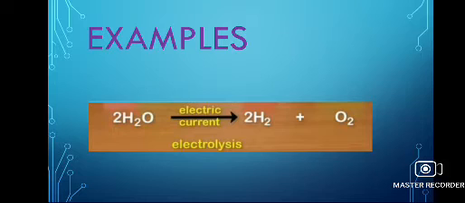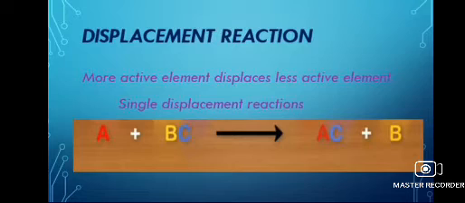We have water and when we pass electric current, it breaks into hydrogen and oxygen. This is known as electrolysis. Let's look at the next reaction, displacement reaction. In displacement reaction, the more active element displaces the less active element.